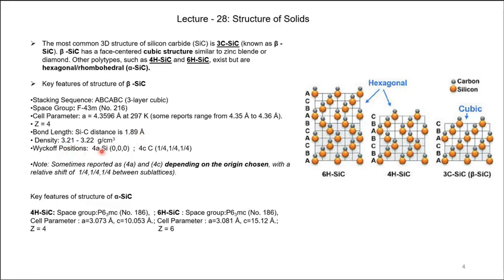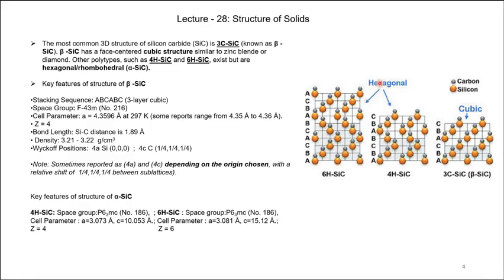The Wyckoff positions are 4a for silicon at 0,0,0 and 4c for carbon at 1/4,1/4,1/4. We can shift the origin and start with the origin at 1/4,1/4,1/4 instead of 0,0,0, and depending on the origin you have chosen, we can place the Wyckoff positions accordingly. And then you see here, as I said, the two polymorphs. One is cubic, another is hexagonal. Alpha silicon carbide is hexagonal.